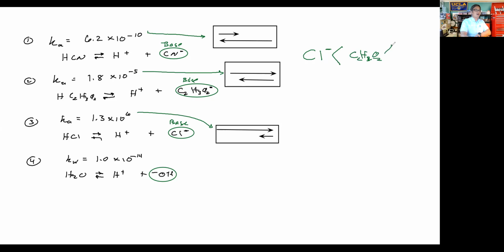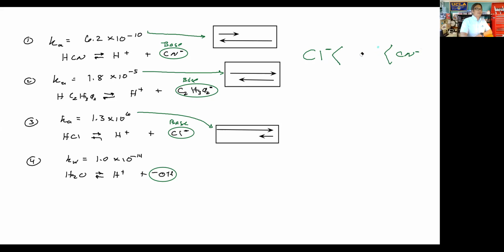C2H3O2, and the strongest of these then will be the cyanide ion. Okay, so that's the order of bases. Let me go ahead and clean this up really quickly. Now again, how did I come to that conclusion? C2H3O2. Let me go ahead and repeat that.